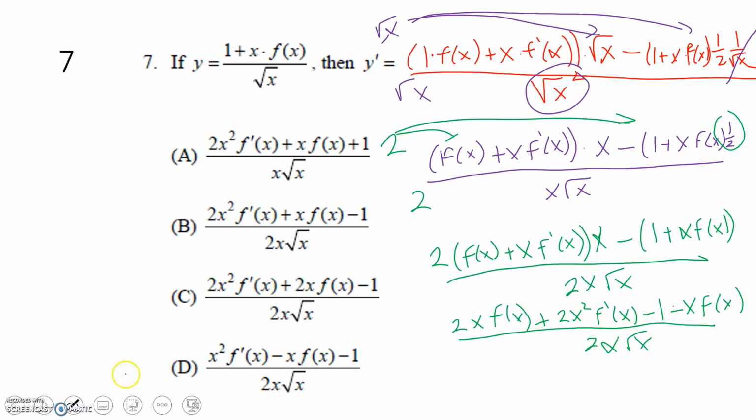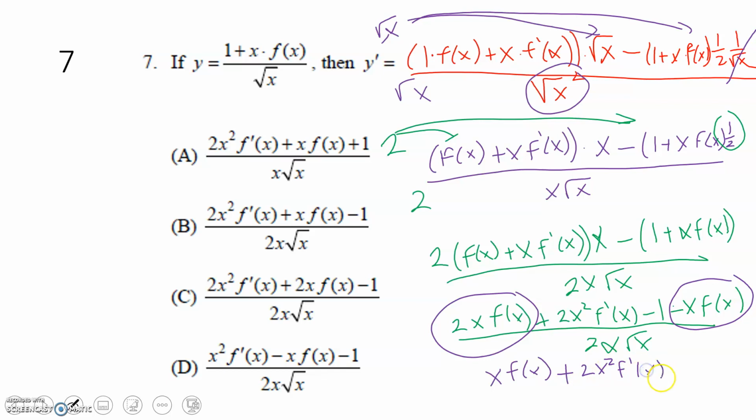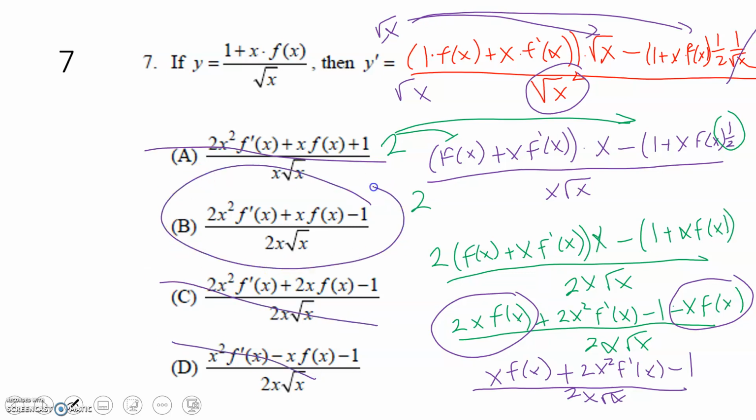Now, what you'll notice here is that this 2x f of x and this minus x f of x are like terms. So together, that's just 1x f of x plus 2x squared f prime of x minus 1 all over 2x rad x. So looking closely at what we have here, we can see that that is not A. That looks like it is not C. And it is not D, so it is most definitely B.